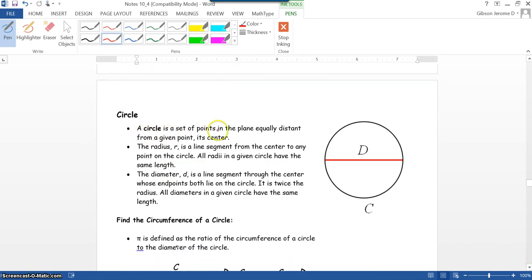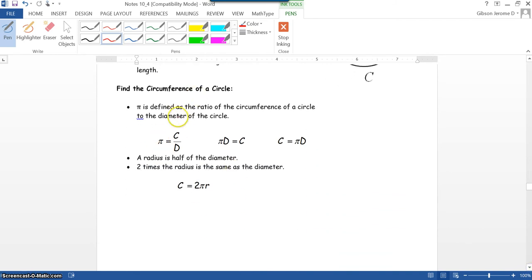It says circle. A circle is a set of points in the plane equally distanced from a given point, its center. The radius r is a line segment from the center to any point on the circle. All radii in a given circle have the same length. The diameter d is a line segment through the center whose endpoints both lie on the circle. It is twice the radius. All diameters in a given circle have the same length.